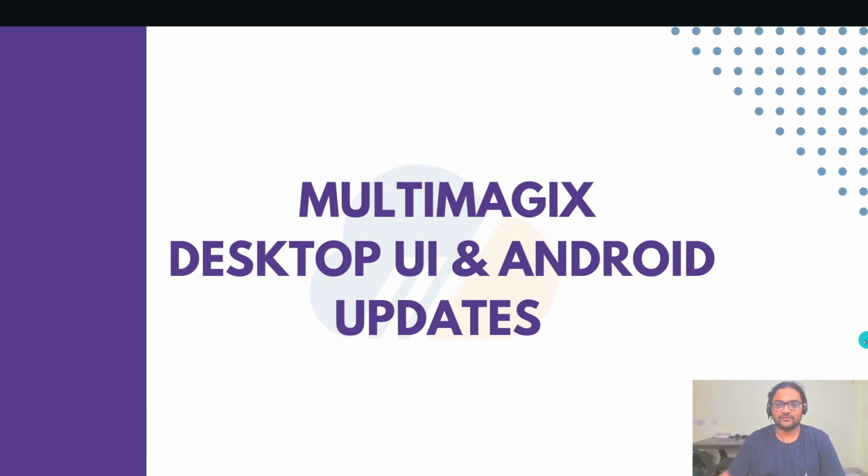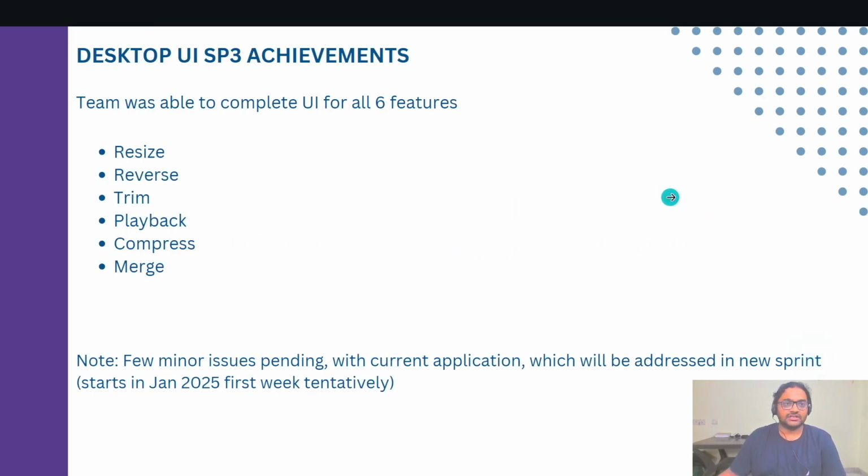The first thing I would like to discuss is the desktop UI team. Last time, sprint 3 started for the desktop UI and now sprint 3 is closed. The features the team achieved by the end of sprint 3 are resize, reverse, trim, playback, compress and merge. The desktop UI is now supporting these features. The UI is ready for them.